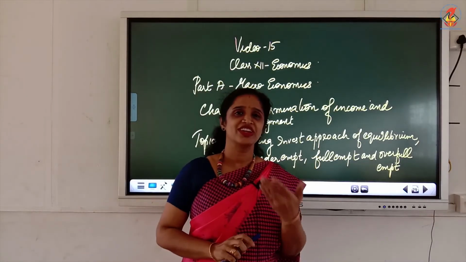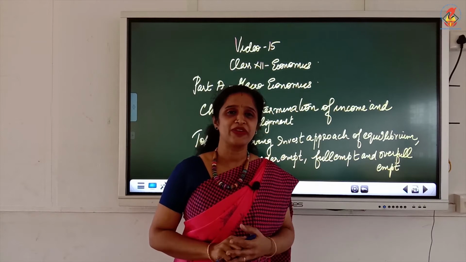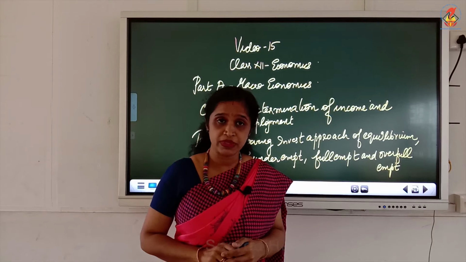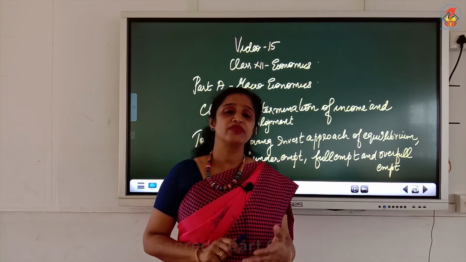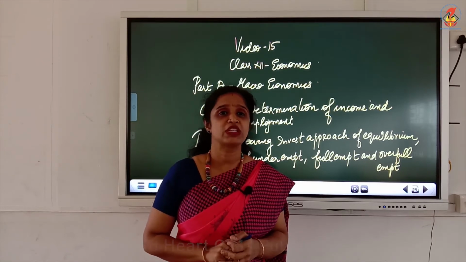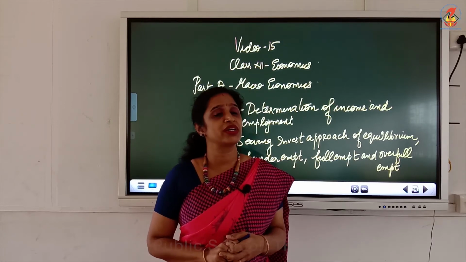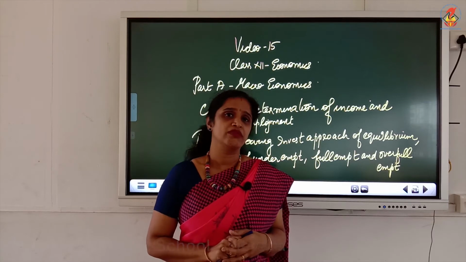Children, we finished learning the equilibrium level of income, employment and output using the aggregate demand and aggregate supply approach. Next we are going to learn the saving investment approach. The equilibrium level of income is determined at a point where saving is equal to investment.